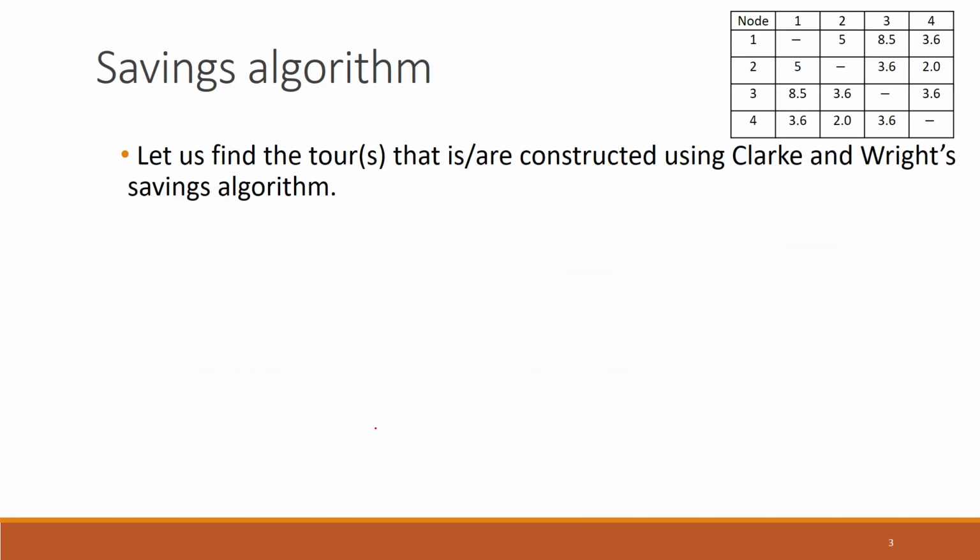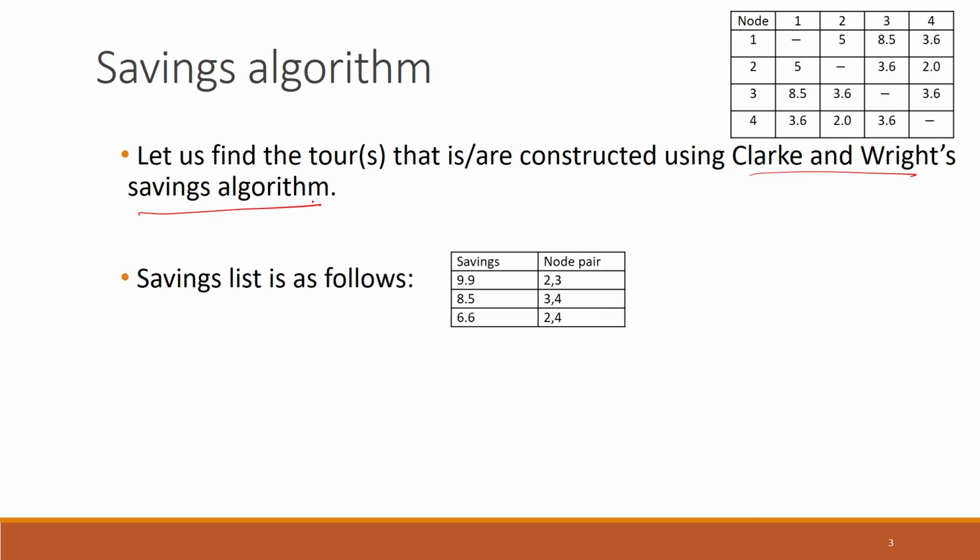So let us find the tours that are constructed using Clarke and Wright's savings algorithm. In that, we will first determine the saving list. For every pair of nodes we will determine the savings that we get. Once we do that calculation, we put the savings of different pairs in non-increasing or decreasing order. Here you can see that node pair 2 3 has the highest savings, followed by node pair 3 4 and then node pair 2 4.